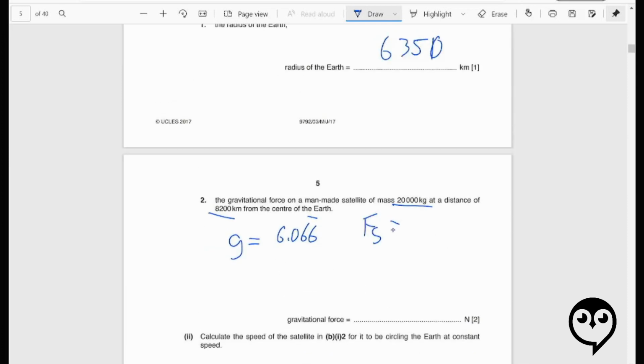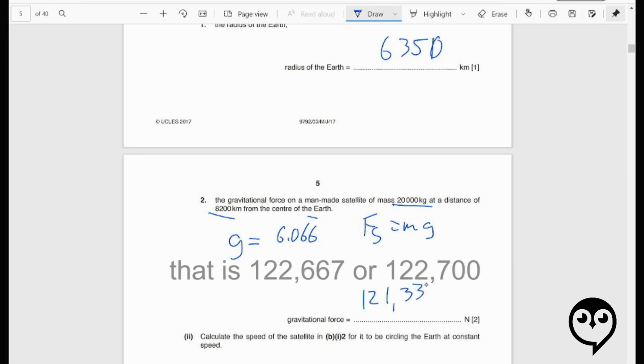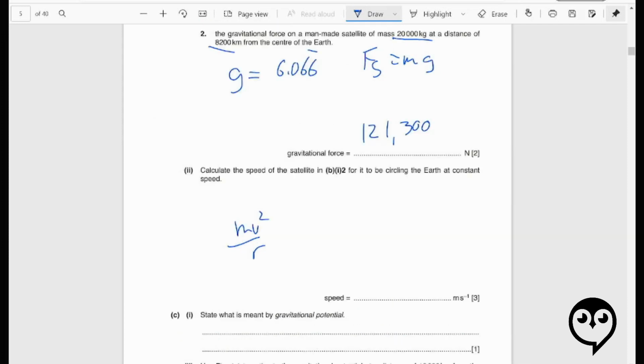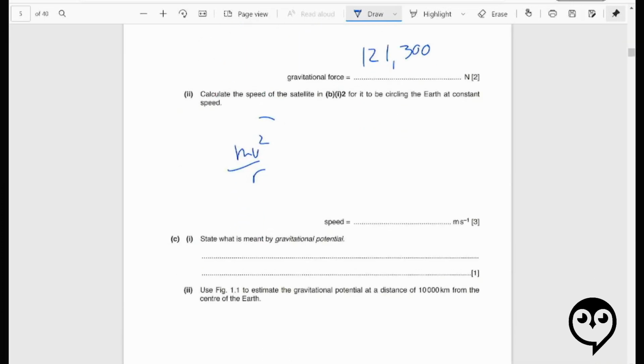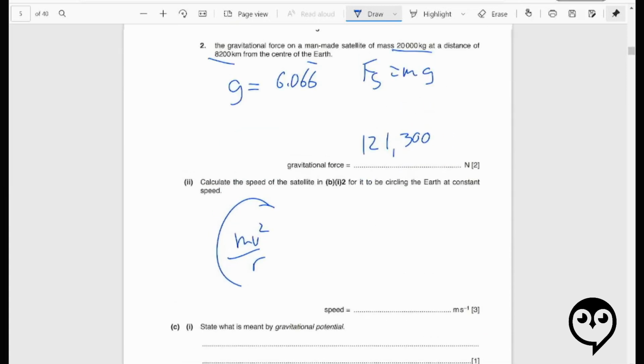Gravitational force is the weight, so it's just going to be that g times the 20,000. So I get 121,333.3 repeated. Can we just say 121,300 newtons? Calculate the speed of the satellite. Well, we can rearrange your centripetal force, mv squared over r, and because the weight is a centripetal force, you can solve for v, but that's beyond the scope of this video.